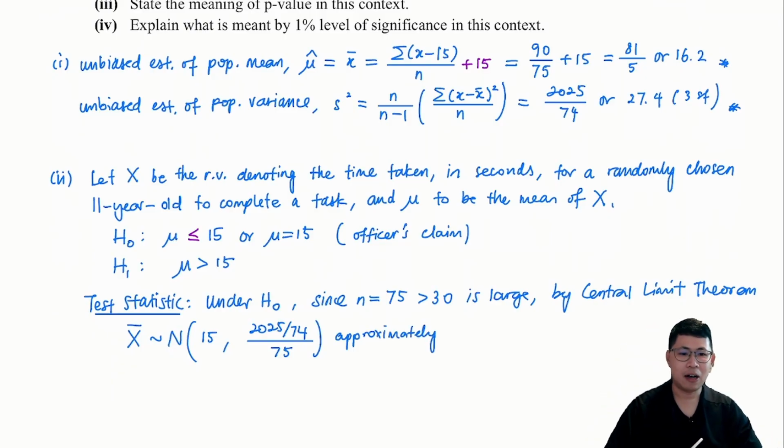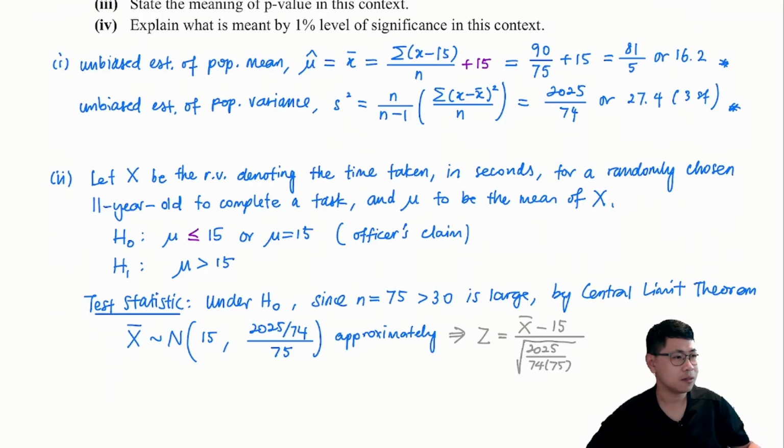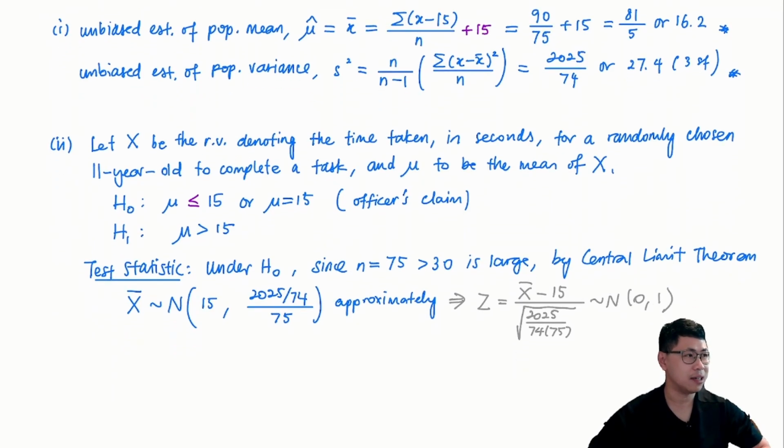Okay, so this is our distribution of x bar. One more step further is that if you are going to do standardization, then your standardization will look something like this. The z would be x bar minus the mean over your standard deviation. This distribution follows a normal distribution with mean 0 and variance 1. So this is our standard normal distribution.